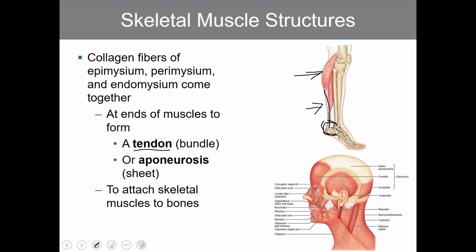Tendons are bundles of these connective tissues. Sometimes these connective tissues form flat sheets, and a flat sheet is referred to as an aponeurosis. We have a very large aponeurosis covering the top of our cranium that is going to connect the 2 lobes of the frontal occipital muscle.